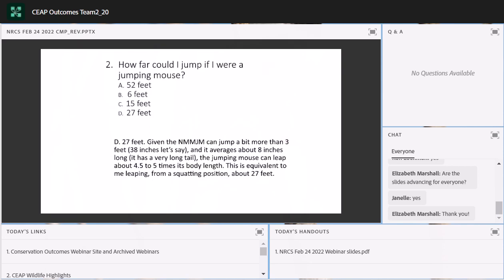And second, how far could I jump? I think this is a good gee whiz factor. If it was me, I would bounce 27 feet in one leap. So these guys have quite the capacity to move when they want.